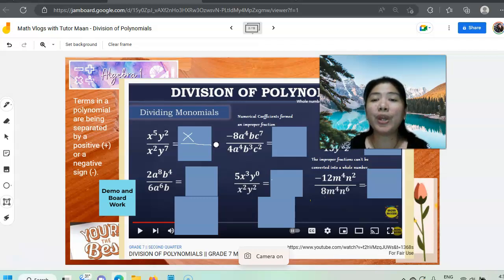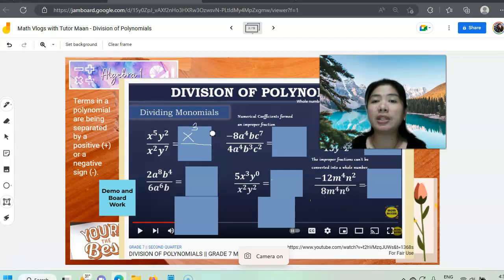And next, we are going to subtract the exponents of x. 5 minus 2 is 3. So the exponent of variable x is 3. So we write here 3. We're done for the factor with the variable x.